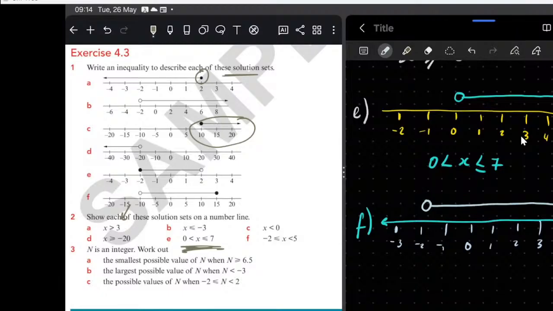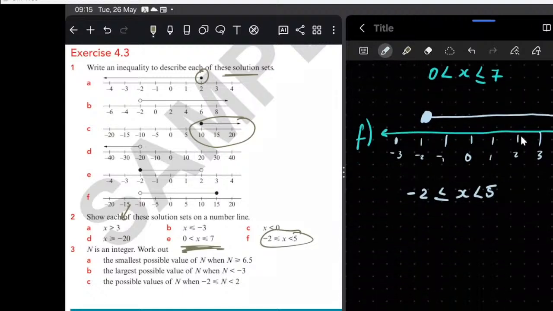Is there anywhere where we are shading? Do we have any place that we are shading any of the circles? Which position here between these two? At -2, because there is an or equal to, so we are shading it. So we say -2 is less than or equal to x, which is less than 5. Anyone with a question?